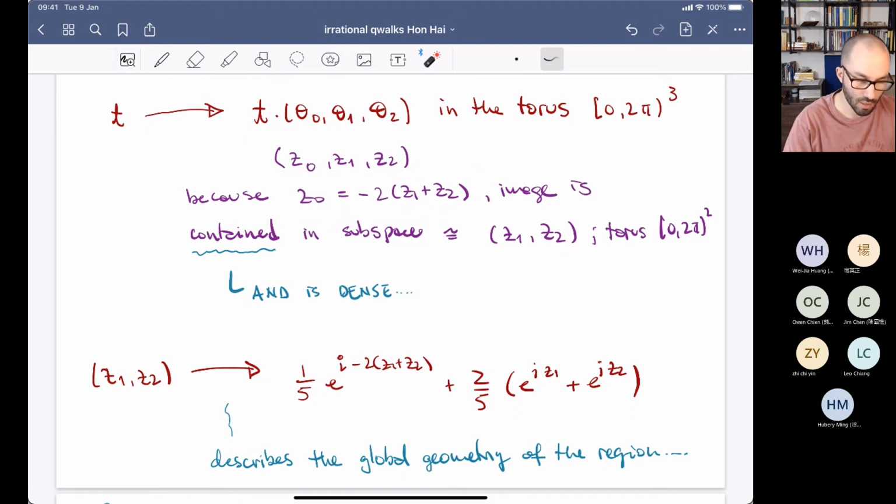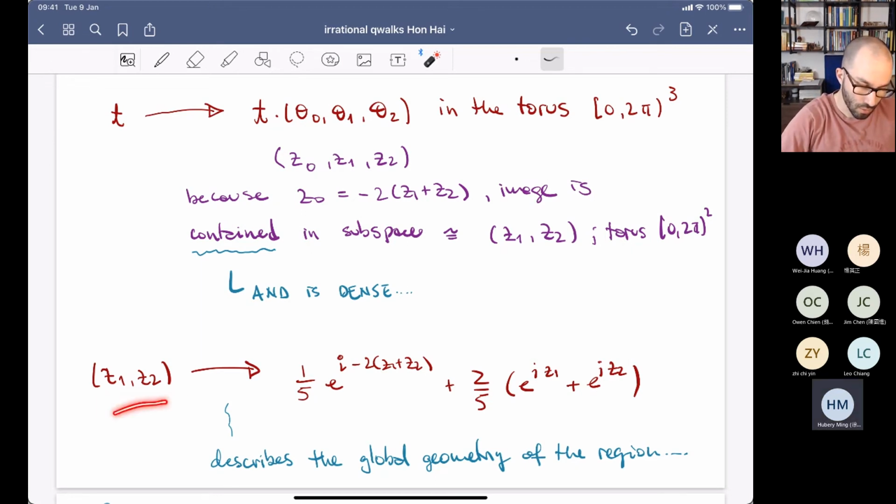So in fact, this curve here will sort of fill a ribbon in your torus densely and uniformly. So it is a region of your torus. Okay.